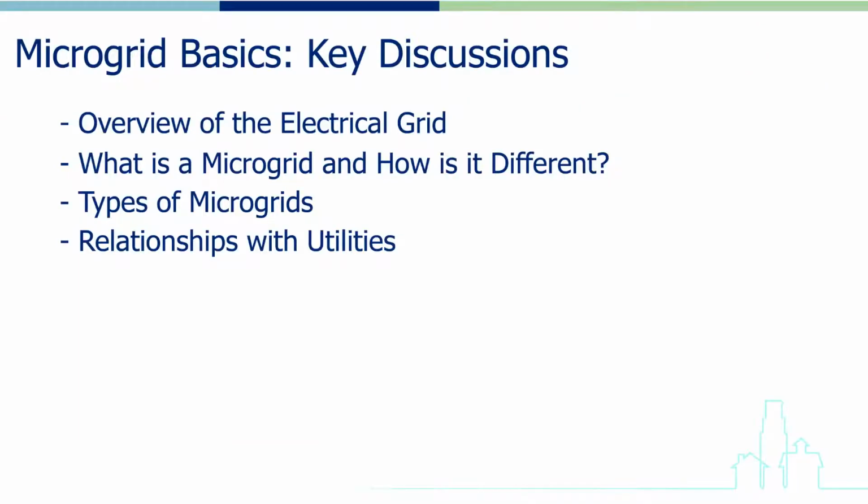To help understand what a microgrid is, we'll begin with a brief overview of how the main electrical grid works, and then take a look at what defines a microgrid and how it differs from the macrogrid. We will then review four basic types of microgrids, and we will end with a short discussion on the evolving relationship between microgrids and the utilities.